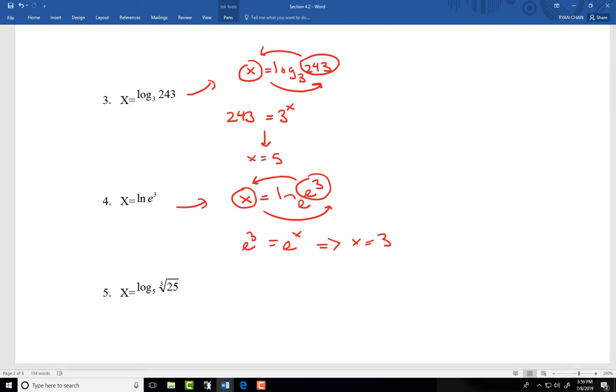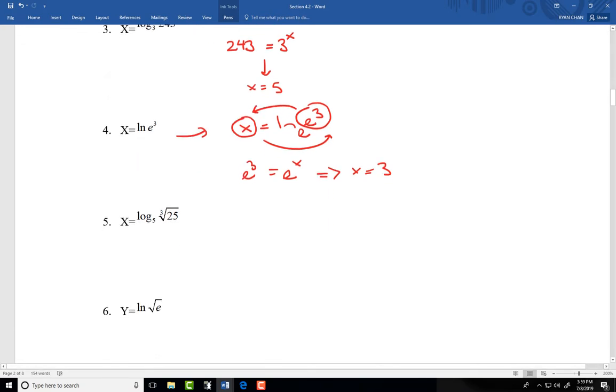Okay, so let's look at number 5 here. This one's a tricky one. So I have x is equal to log base 5 of the cube root of 25. So when I swap, it's going to look like this here.